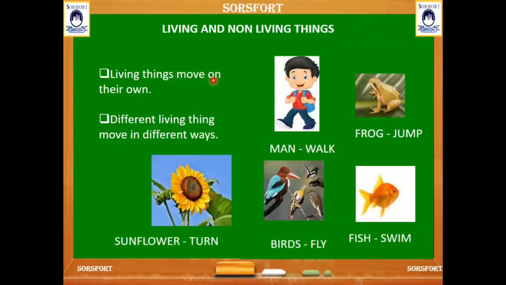Living things move on their own. Living things move on their own from one place to another in search of food and shelter. Different living things move in different ways. Like man uses his legs to walk, frog uses its legs to jump, and birds use their wings to fly. Fish use their fins to swim. And even plants have movement. Like the sunflower, we can see the sunflower turning towards the sun, towards the sunlight.